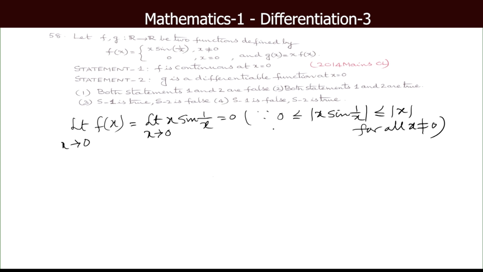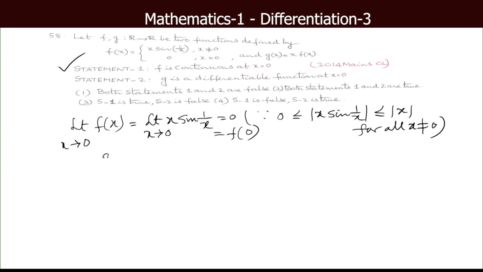The left side is already the 0 constant function. So |x sin(1/x)| tends to 0 as x tends to 0. Therefore, x sin(1/x) tends to 0 as x tends to 0. This is equal to f(0). So, clearly f is continuous at x equal to 0. This statement 1 is correct, because limit of f(x) as x tends to 0 equals f(0).